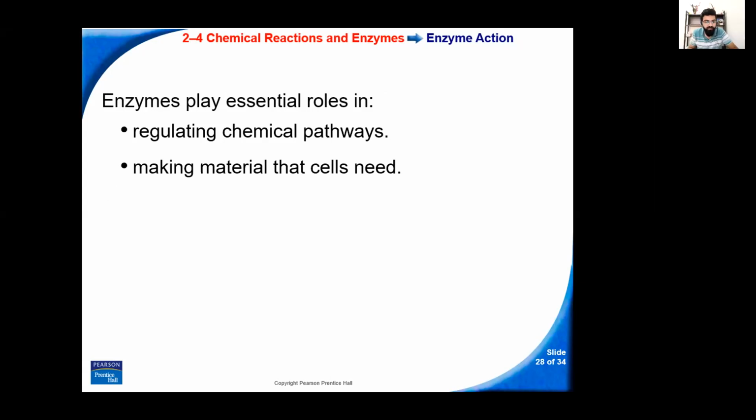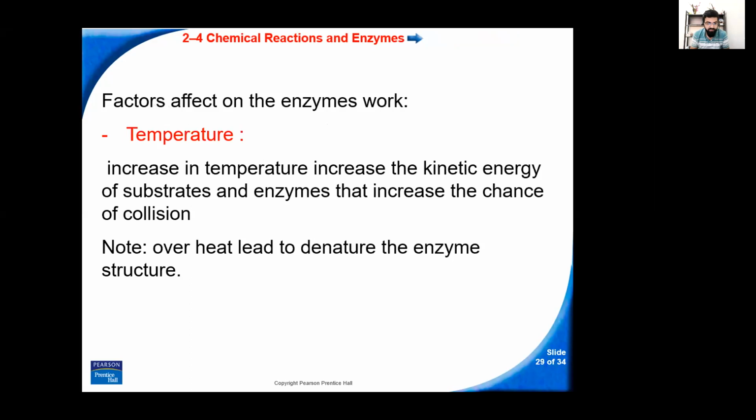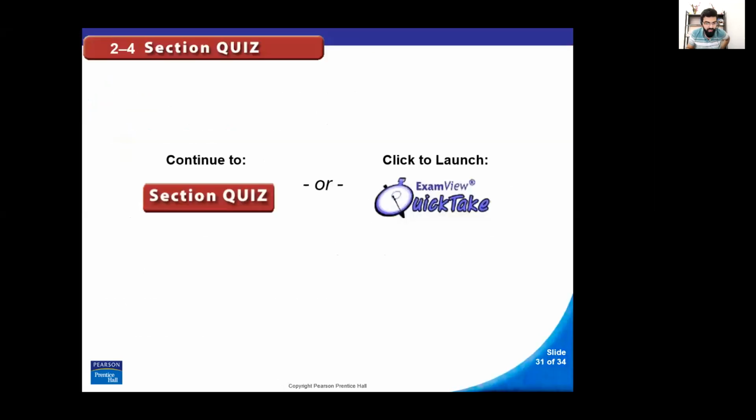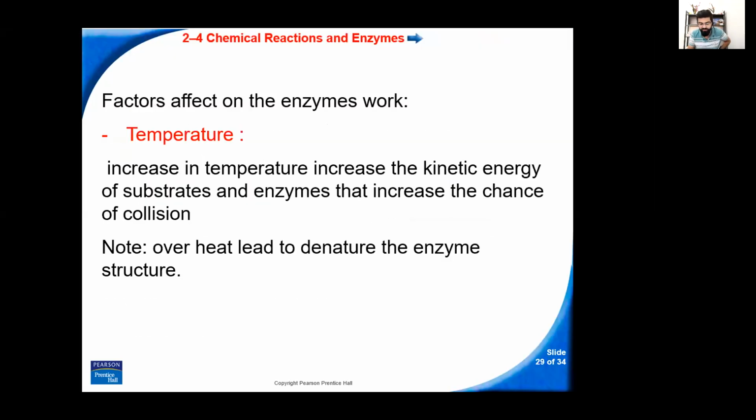Enzymes' roles, we said this: regulating chemical pathways, making materials that the cell needs, releasing energy. These are examples of chemical reactions, like releasing energy, controlled by enzymes, transferring information, and other things. Let's see what the factors are that affect the enzymes' work. We said the temperature, pH, and third the surface area, but it's not written in the PowerPoint.